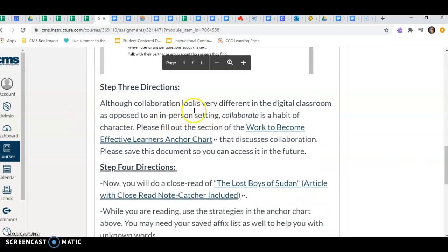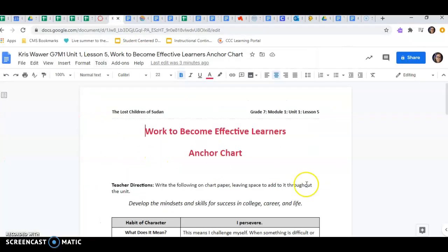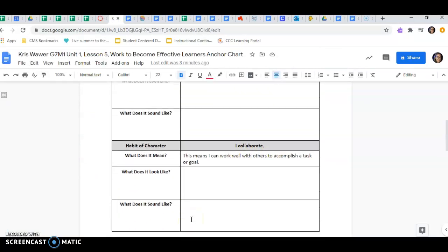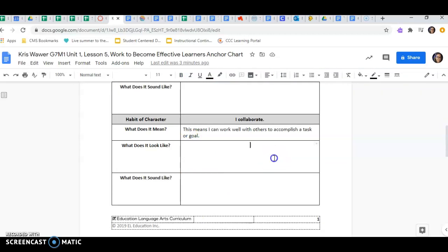It says, although collaboration looks very different in the digital classroom as opposed to an in-person setting, collaborate is a habit of character. Please fill out the section of the Work to Become Effective Learners anchor chart. So that's what we already opened that discusses collaboration. So let's find collaboration. Here we go. I collaborate. So go ahead and fill out what it looks like or sounds like to collaborate in an online environment. Pause the video and type your answers into your document that you opened and then restart this video. Give yourself about 2 to 3 minutes to do that and then come back to the video.